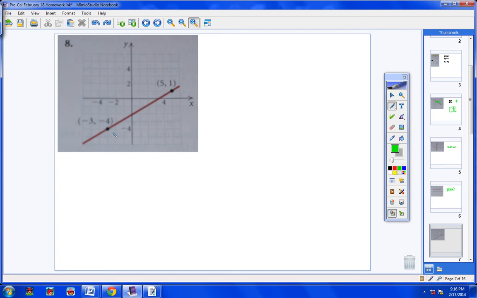All right, moving on to number 8. Now, remember, whenever you're trying to find the slope of a graphed line, you use the formula rise over run. So here we go. Here's one ordered pair that has whole numbers. Here's another ordered pair. Let's draw our triangle going straight over and then straight down. Always draw a right triangle.